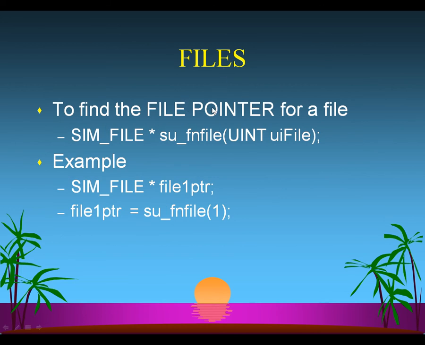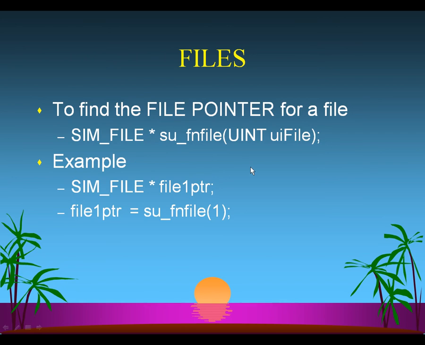Sometimes in some of the routines, rather than a file number, you need a file pointer. Awesome allows you to access files in both ways. We have a function here called sim file pointer, su_fn_file, and its argument is the file number. So you give it a file number, and it returns the simfile pointer for your particular file.